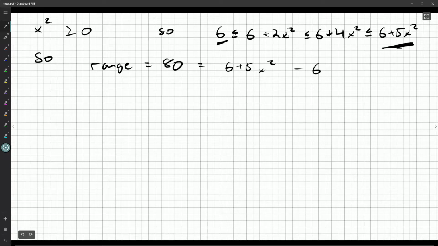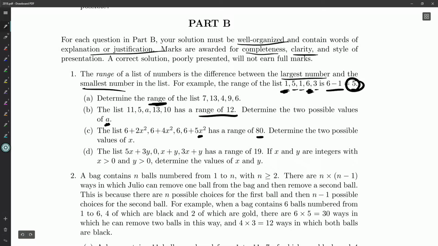Subtract the smallest. So it must be 5x squared. Divide by 5 on both sides. We'll get 16 is equal to x squared. And x is 4, or negative 4. They didn't say x has to be positive. Not at all. So there we go.